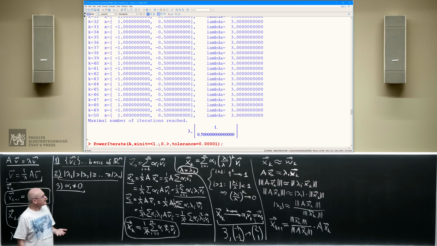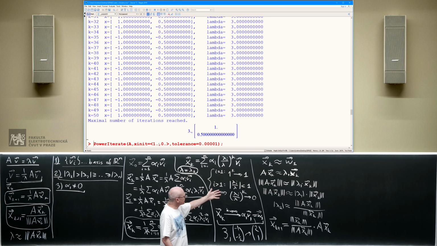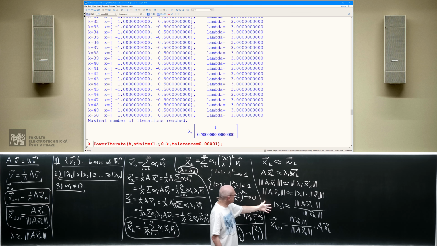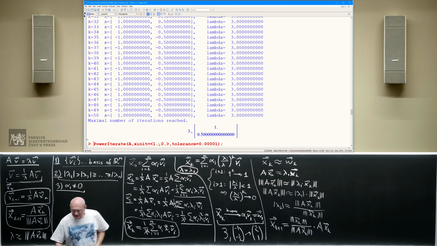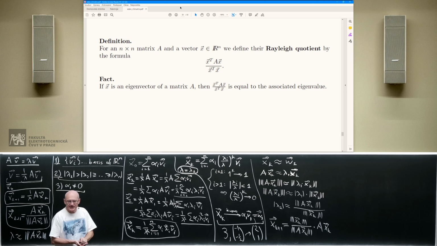But still, there is this problem. What do I do if I have a matrix and I know nothing about its eigenvalues? Then I cannot really use this procedure, because what if lambda 1 is negative? And this all boils down to the problem of estimating lambda, estimating the eigenvalue if you know the eigenvector, at least approximately. And to solve this problem, we will use the usual trick. We will simply click. So let me click about twice. And we have a definition here.